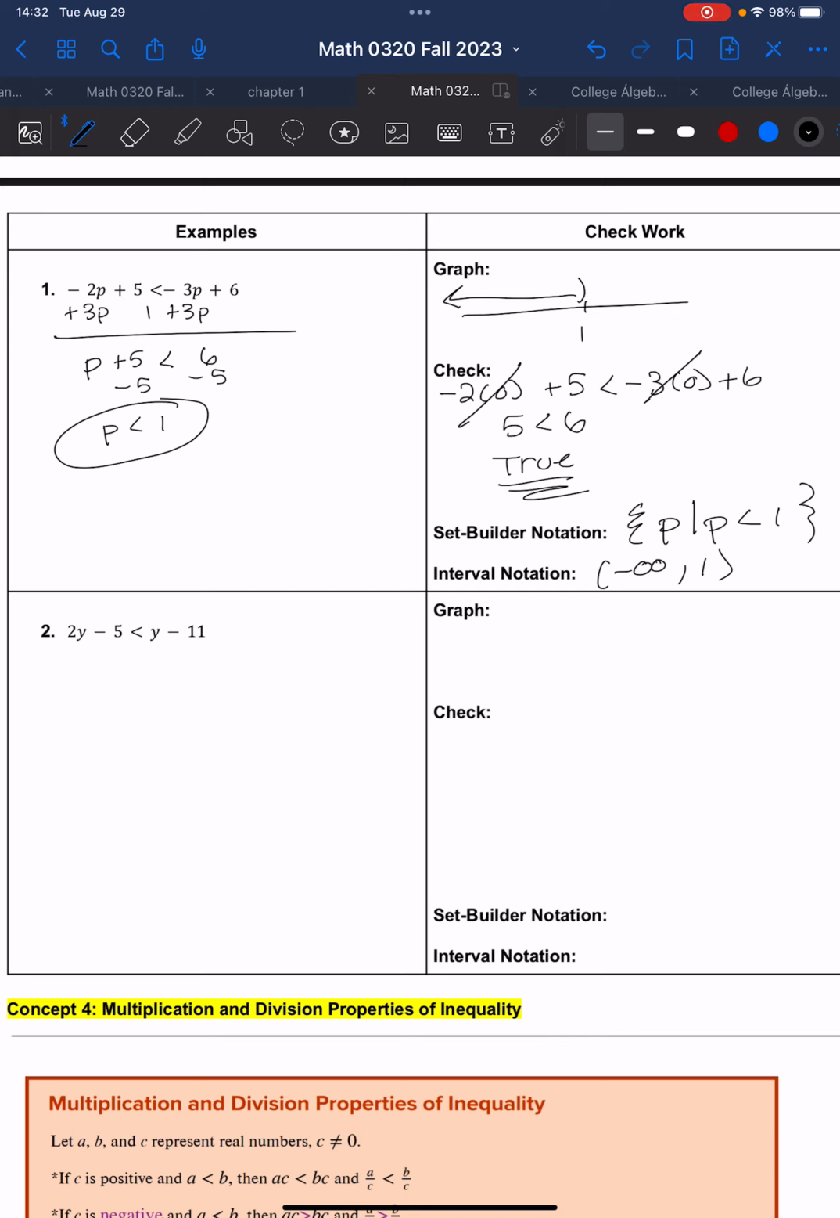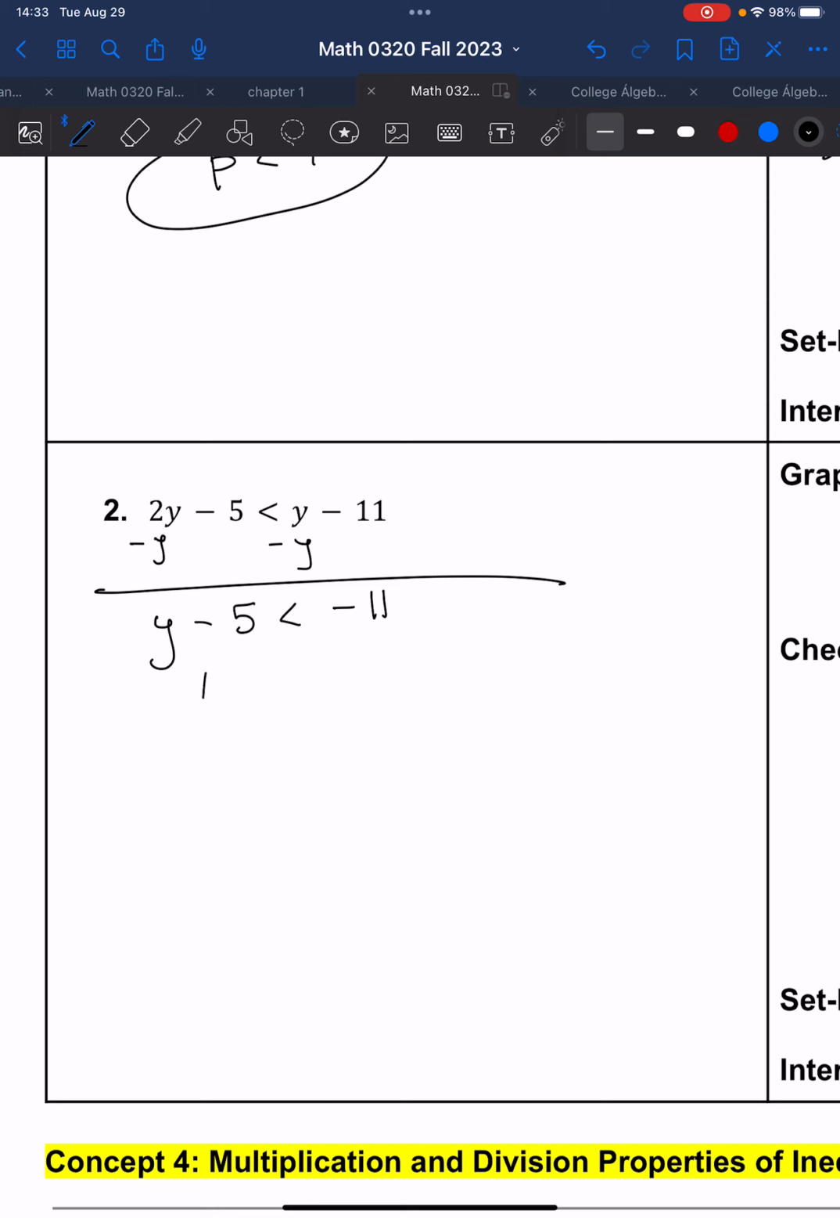Okay, now let's look at example 2. Example 2, we have 2y minus 5 is less than y minus 11. We need to get all our y's to the left side. So first, we're going to subtract y over to the left. That gives us 2y minus y, which is just y, minus 5 is less than negative 11. I brought all the other numbers down. Now I'm going to add 5 to both sides, and I get y is less than negative 6.